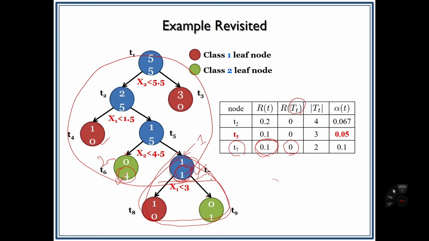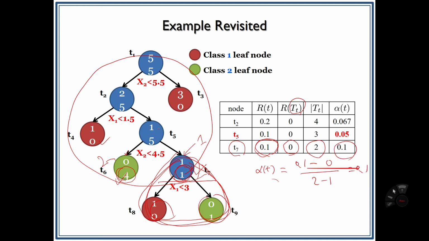Okay, and the complexity of this lower part is, there are 2 leaf nodes here, so it becomes 2, right? So alpha t becomes what? 0.1 minus 0 over 2 minus 1. That is 0.1, this value.